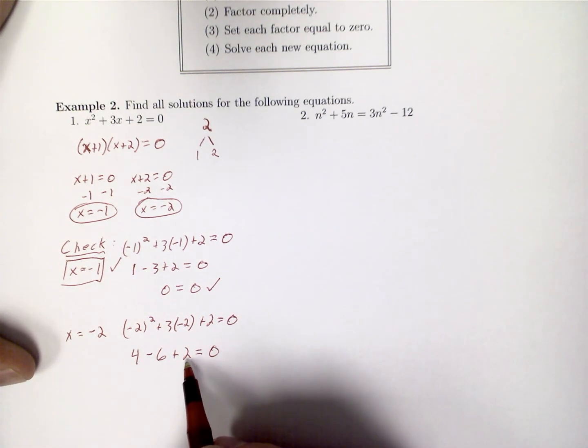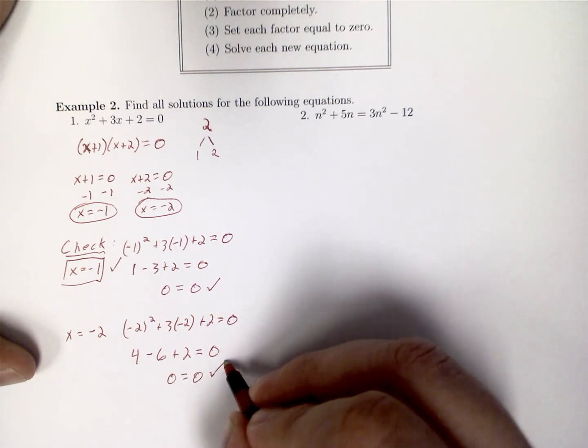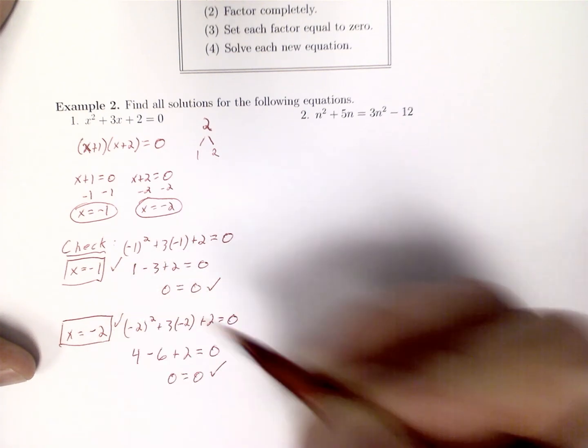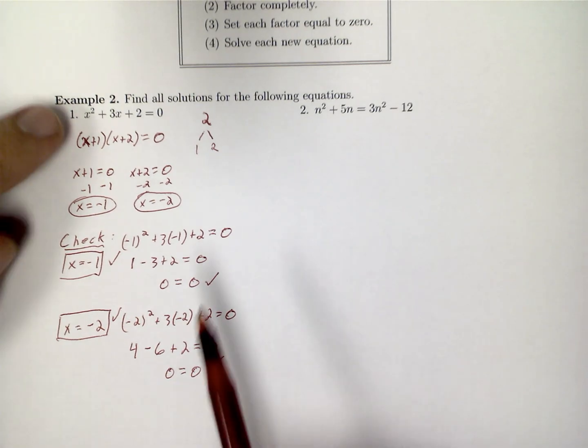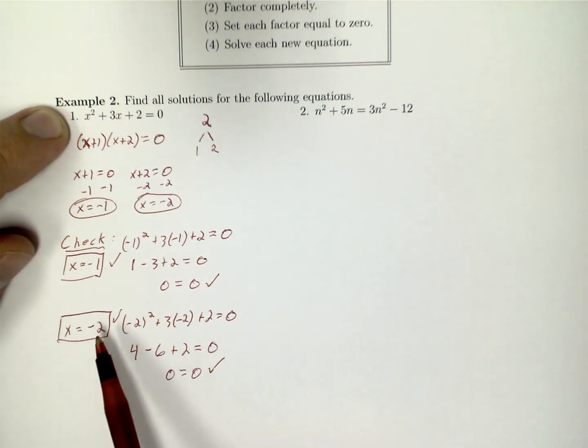Well, 4 plus 2 is 6. 6 minus 6 is 0, so yes, 0 does in fact equal 0. And that means that x equals -2 is also a solution. So both of the solutions that we got are true. So for these types of problems, these quadratics, you don't have to check. It just could be a good idea.